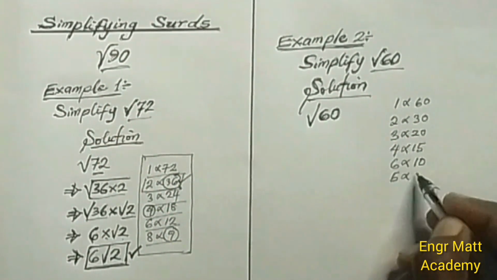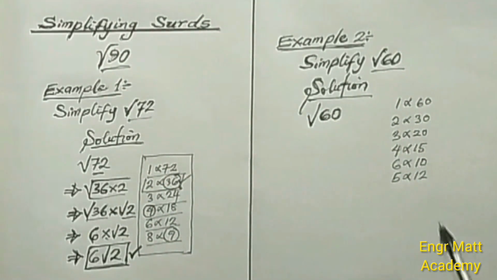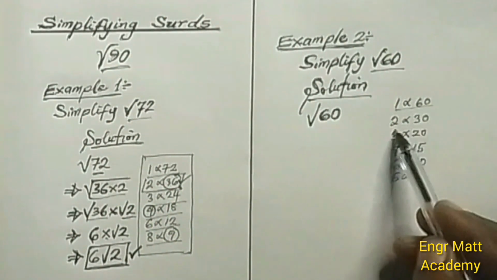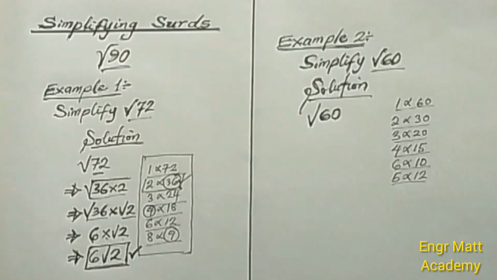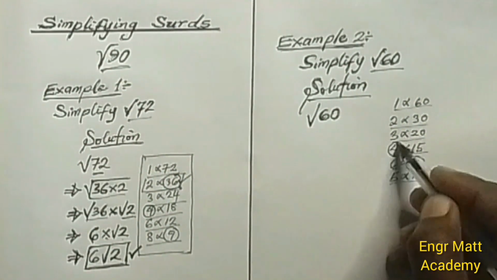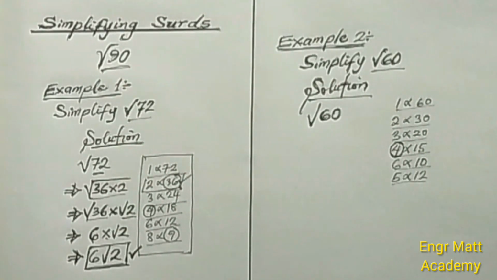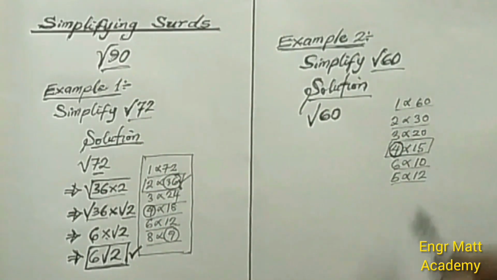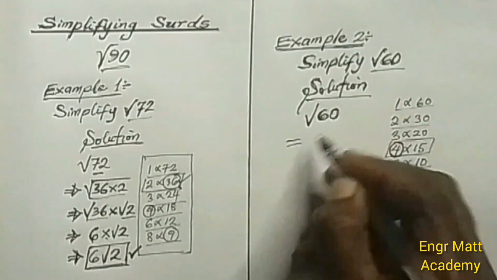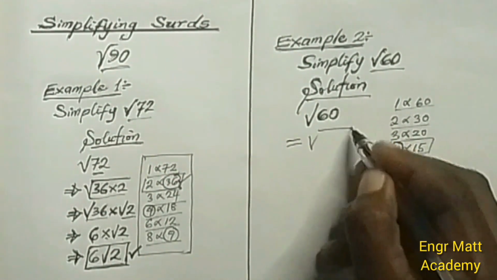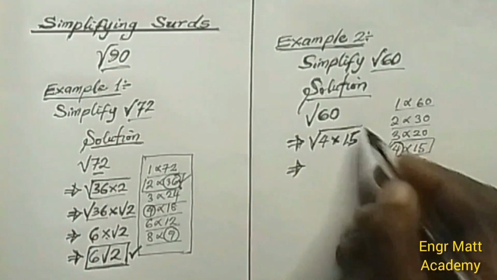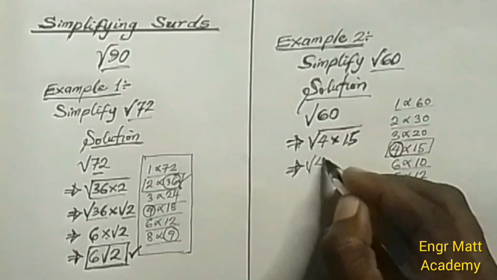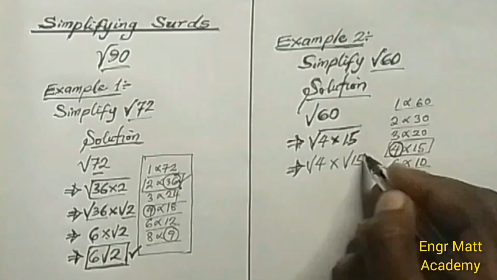Remember, if we multiply these pairs, they will all give us 60. But which of these has a perfect square? Only 4 is the perfect square here. So we take this pair, 4 and 15. So we say root 60 is the same thing as root 4 times 15. We can separate this further by saying root 4 times root 15.